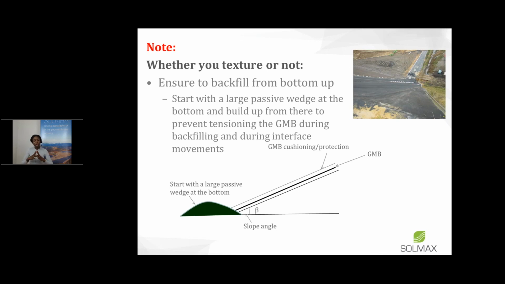So start with a large passive wedge at the bottom of the slope, and then work your way up from there. That way you don't put the geomembrane in a situation where there are tensile stresses, whether during backfilling or when you have movement, say in a seismic region. Where you have a good passive wedge at the bottom, you might have some movement, but then that passive wedge is going to stop it from moving. So you wouldn't put the geomembrane in tension too badly.